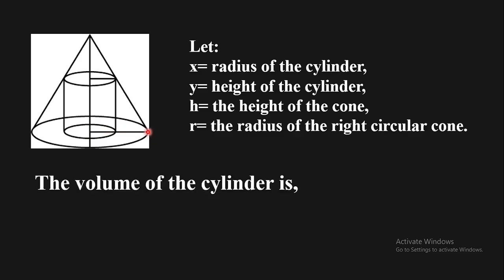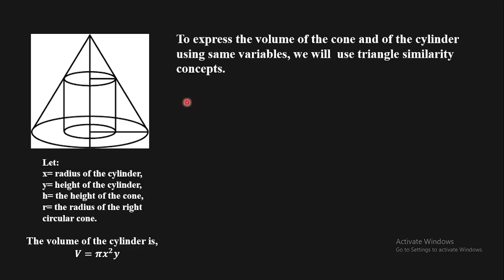And the volume of the cylinder is given by V is equivalent to pi x to the power of 2 times y, or pi x squared y. Next, it seems impossible because there are different variables. So we express the volume of the cone and of the cylinder using the same variables.